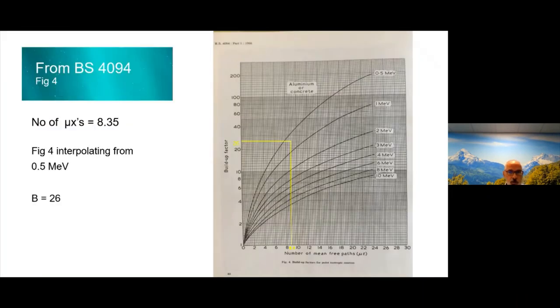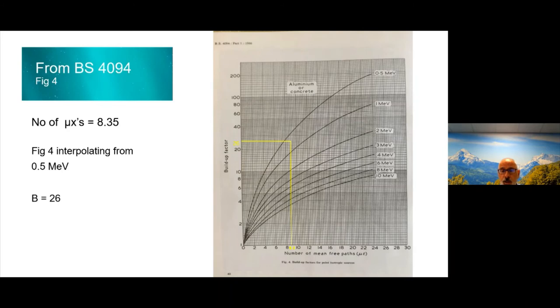So you then have recourse to your graph of build-up factors, or if you're looking at tabulated values, look up a table. And BS 4094, rather unhelpfully, you can see that we do not have a curve for 66 keV or 0.66 MeV. So we do the next best thing, and I've kind of eyeballed where I think a 0.66 MeV curve would be, and that's represented by the 90 degree corner shown in yellow there. So that's another source of error straight away. Somebody else might think it's higher or might think it's lower. It's an estimate after all.